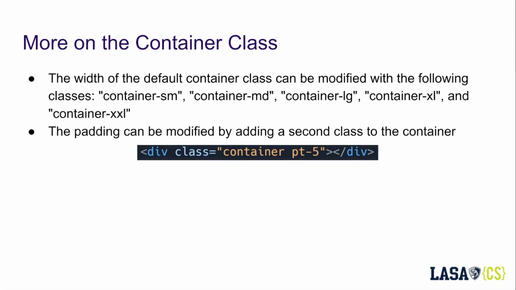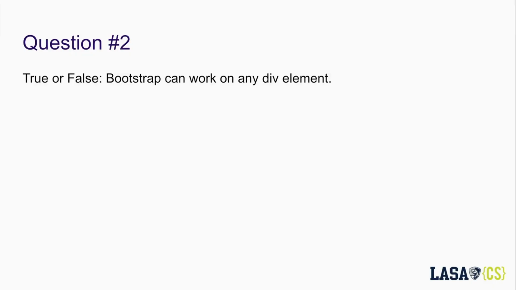The width of the default container class can be modified with the following classes. You can add -sm, -md, -lg, -xl, or -xxl to change the size of your container class. The padding can be modified by adding a second class to the container, pt-asize.